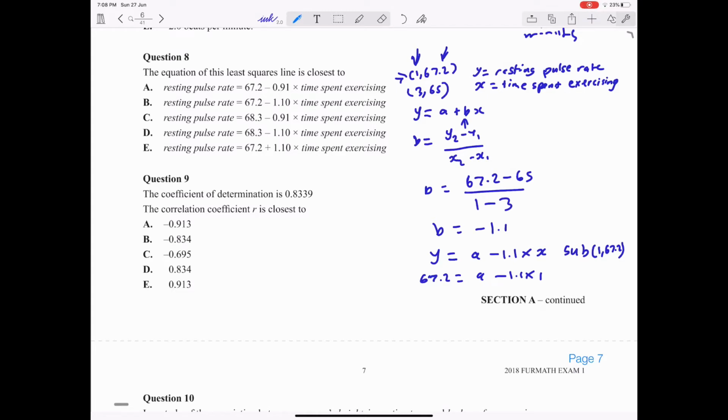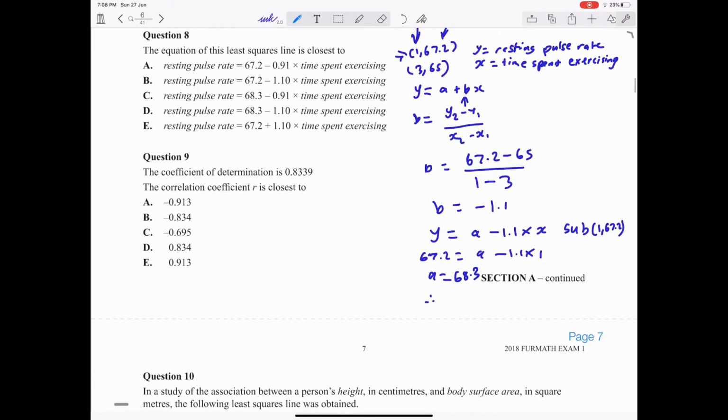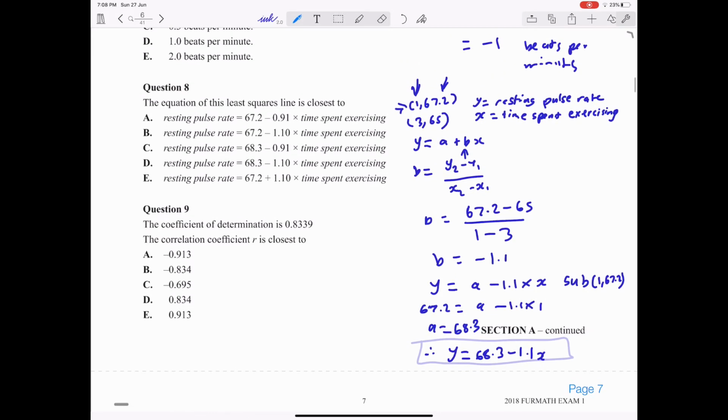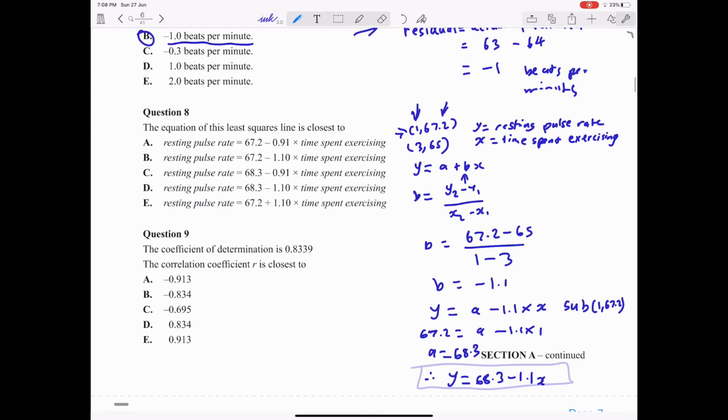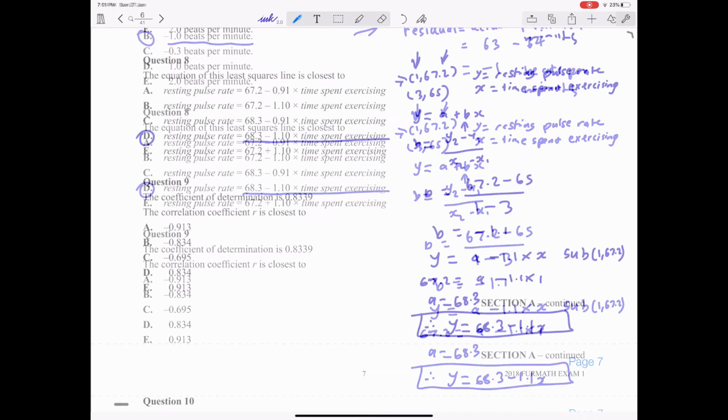So if you solve for a in your calculator, you get a equals 68.3. So therefore the equation is y equals 68.3 minus 1.1x. We know the y value is resting pulse rate and x is time spent exercising. So therefore D would be the correct answer, 68.3 minus 1.1 times time spent exercising. So D is the correct answer.